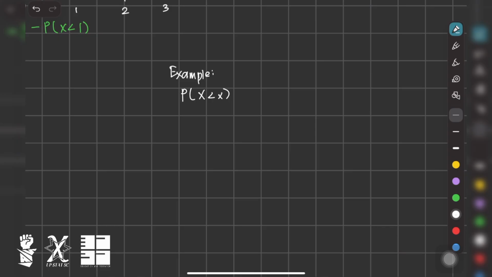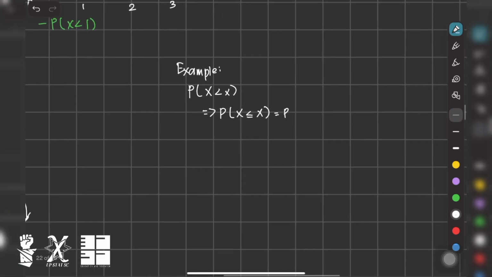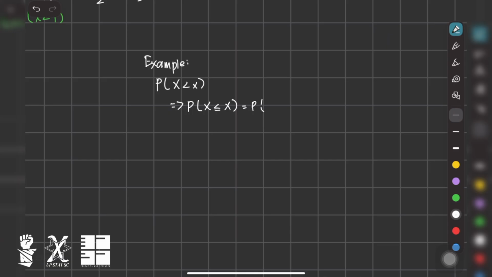Now, intuitively we know that the probability that your random variable is less than or equal to x is equal to the probability that your random variable is less than x plus the probability that your big X is equal to x.